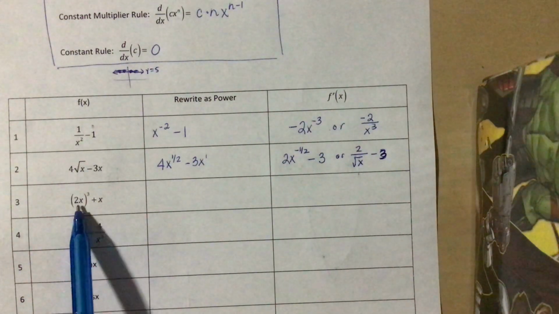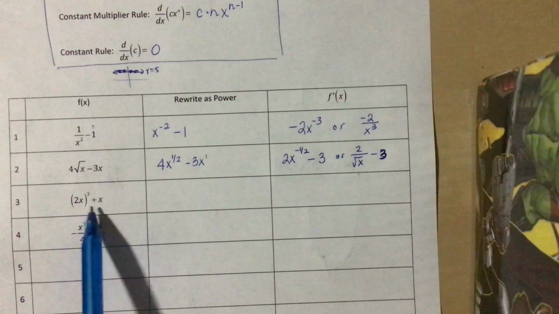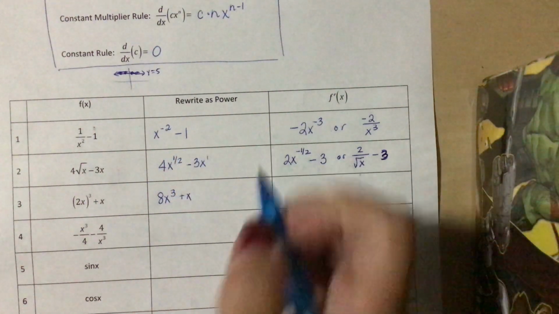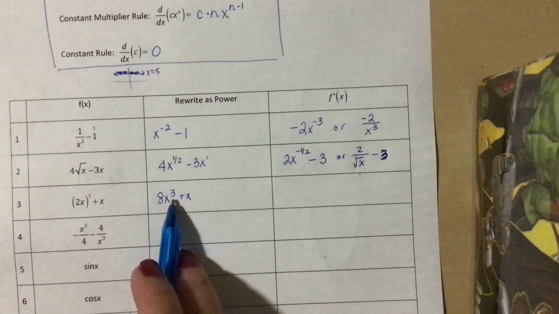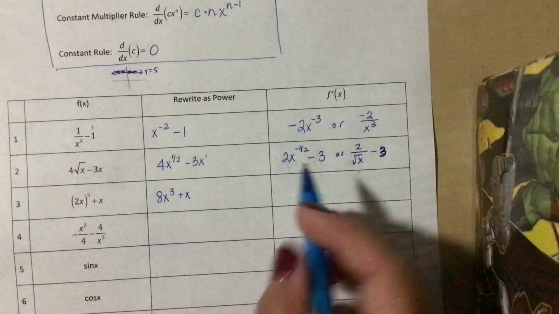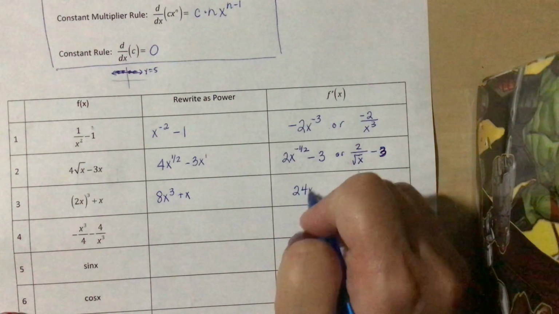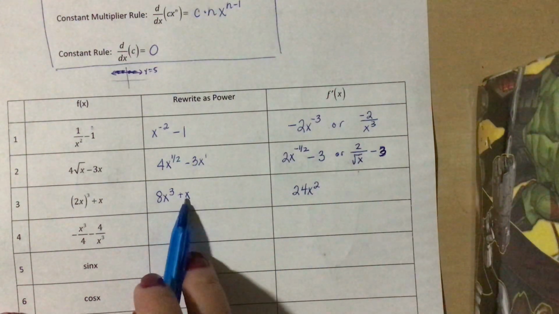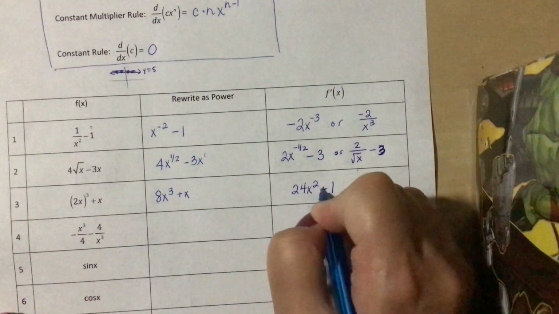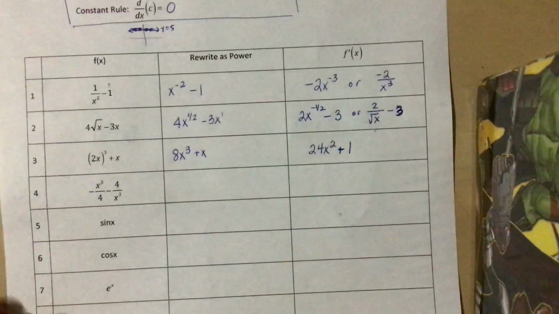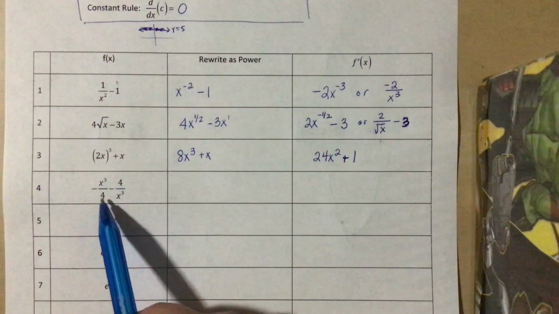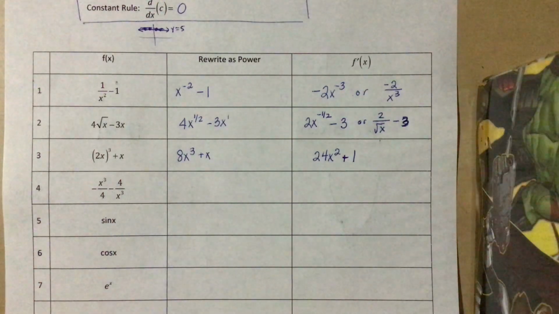Next one, 2x, and that quantity is cubed, plus x, so we're going to have to rewrite that as 8x cubed. Actually cube the 2, cube the x, and then take the derivative from here. So the derivative of 8x cubed is 24x squared. The derivative of plus x is just its coefficient, which is the number 1. So that's my derivative.